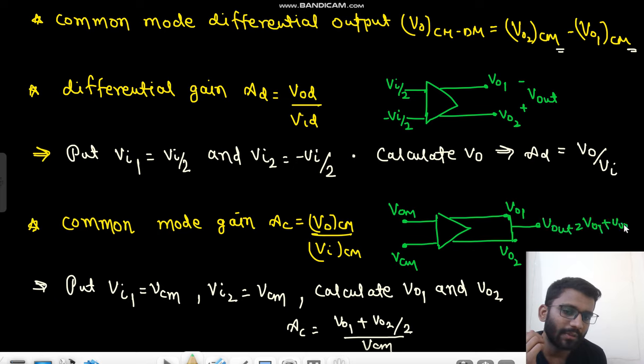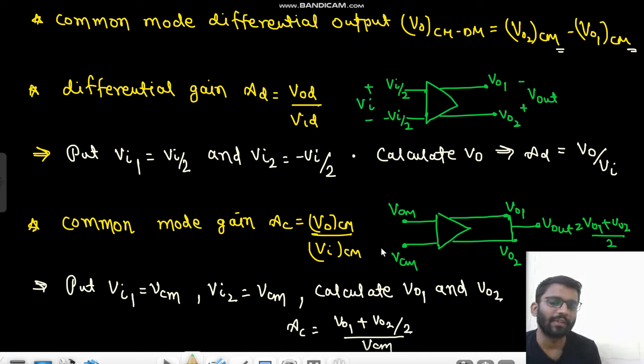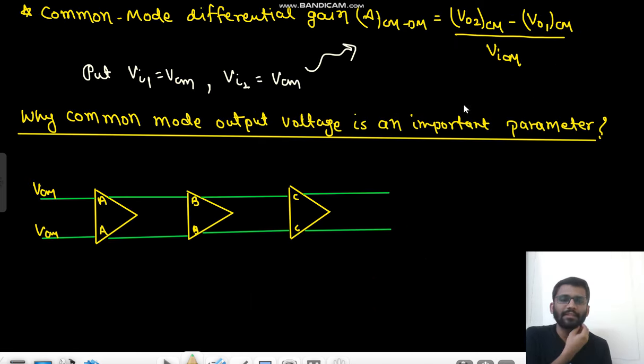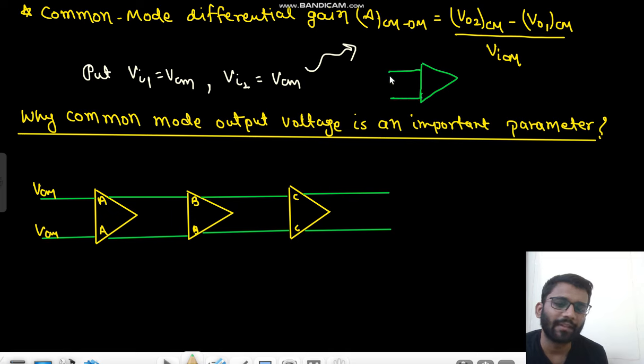This is your V output: V note 1 plus V note 2 by 2. And what is your input? Average of both of them. Here, what is your input? The difference between both of them. This will be your V in. And what is your input here? V in would be VCM, basically the average of both of them. This will be your input. And for the third case, again, the input is same, right? VCM here, VCM here, this is your input, that is VCM only, but here you have some output V note 1 and V note 2. Again, this is your output.